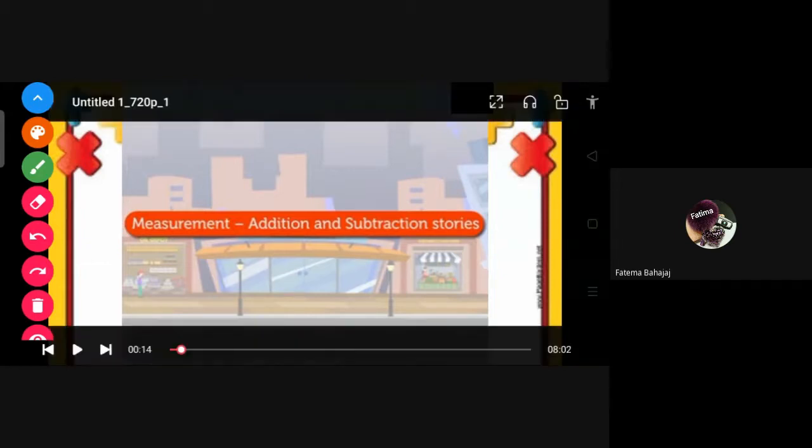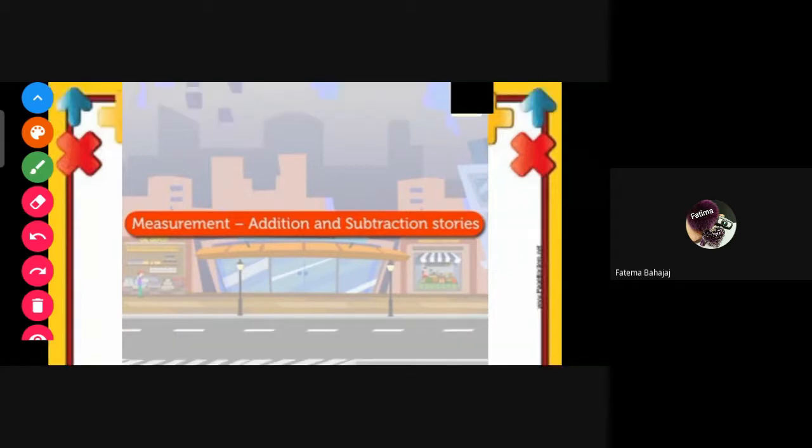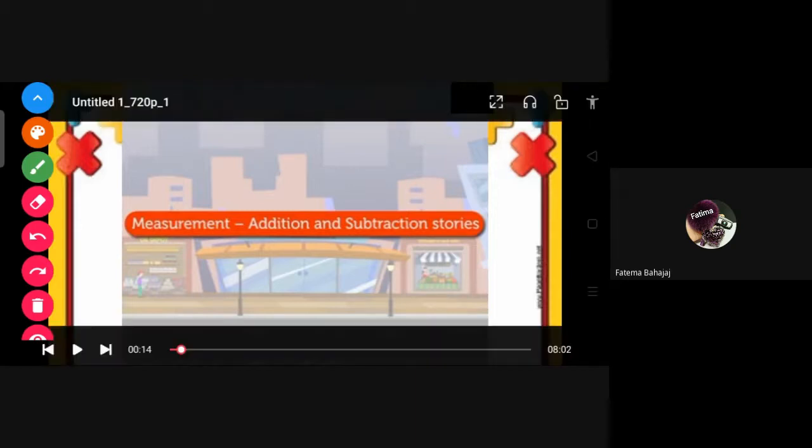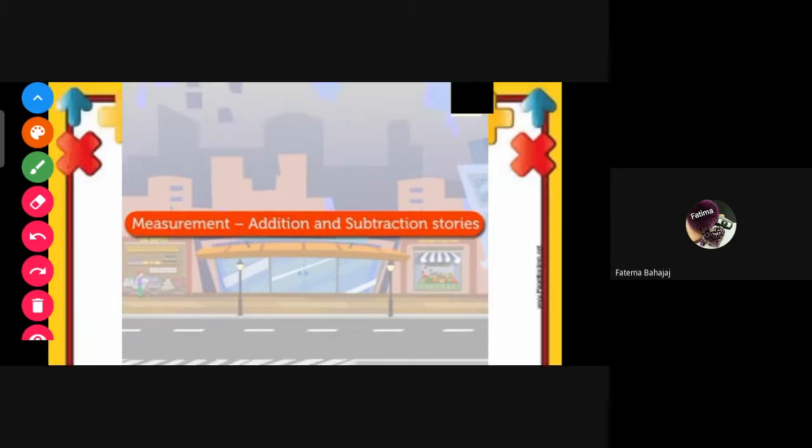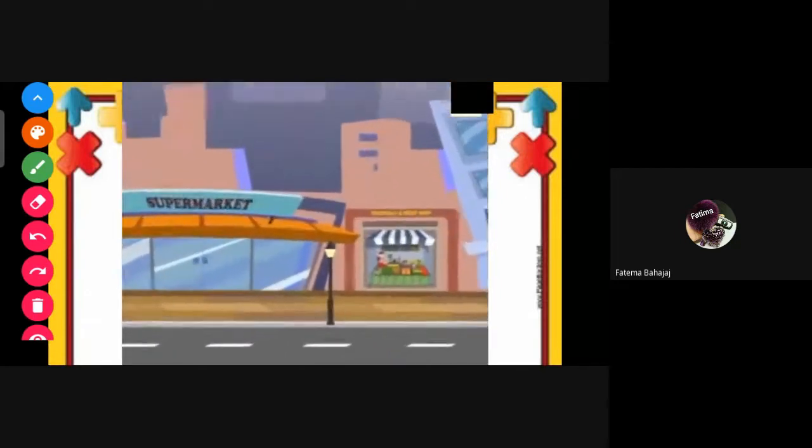So now in this addition subtraction story, there is one situation that in the middle you can see a supermarket, and beside that there are some shops. Even in Bhavnagar there are so many areas where mostly this kind of shops are there. Particularly there are markets where so many shops are there. Here only two shops are there, and we will go and see.